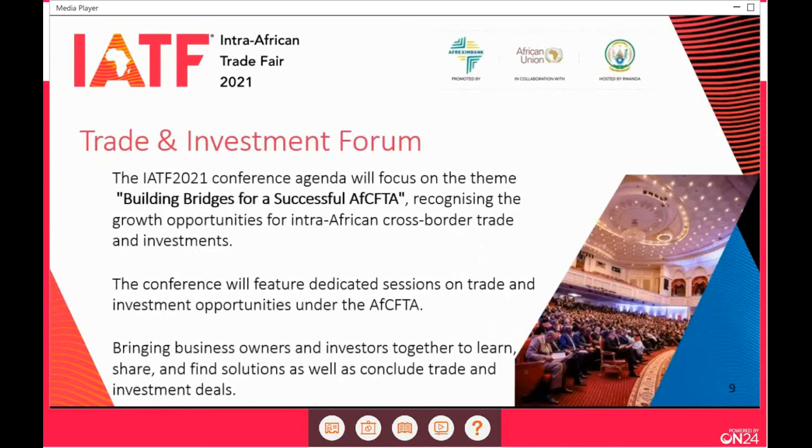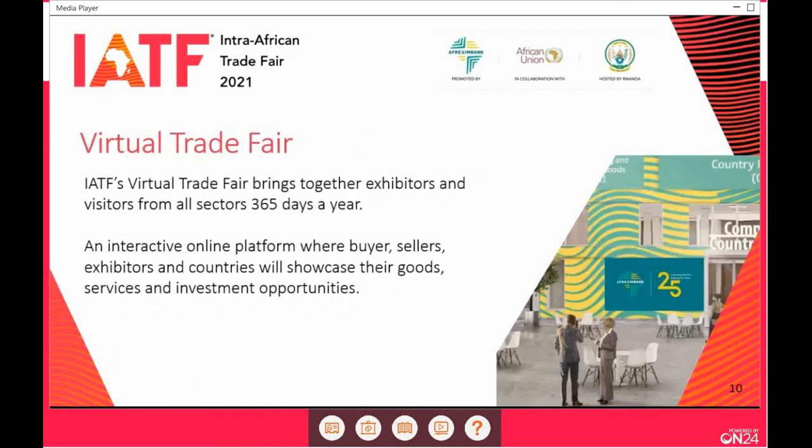The Trade and Investment Conference this year will address topical issues relating to trade, finance, payments, trade facilitation, trade enabling infrastructure, harmonization of trade standards, industrialization, regional value chains, and investment. There will also be an opportunity for training exporters on how to access the African market and twinning arrangements with other African or global entities.